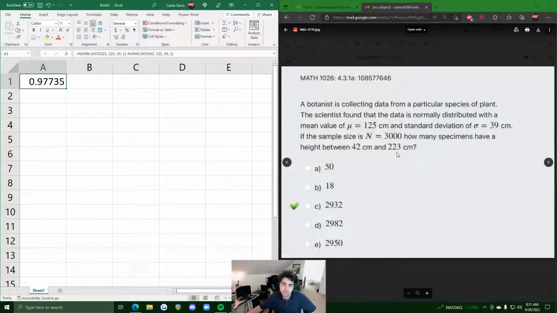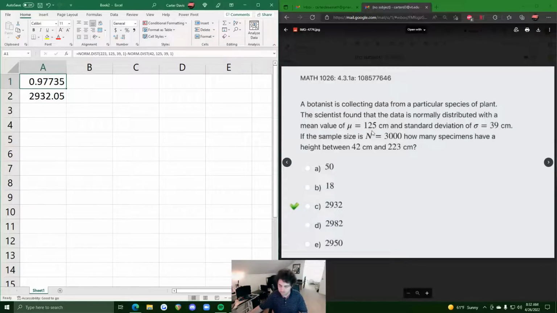percentage between these two points, or the percentage of specimen that have heights between 42 and 223, is 97.7%. So we multiply this 97.7% by the sample size of 3,000, and we get this 2932 as our result. So it's that many specimen out of the initial 3,000 that have heights between these two values.